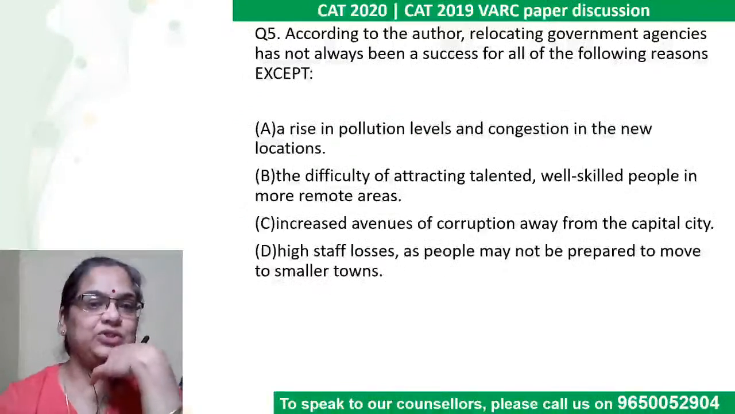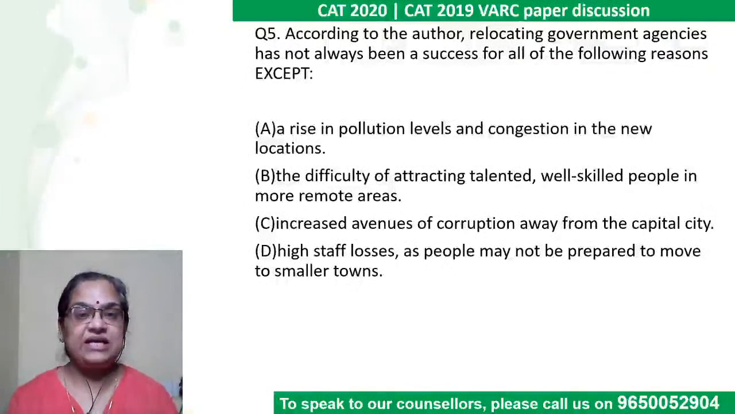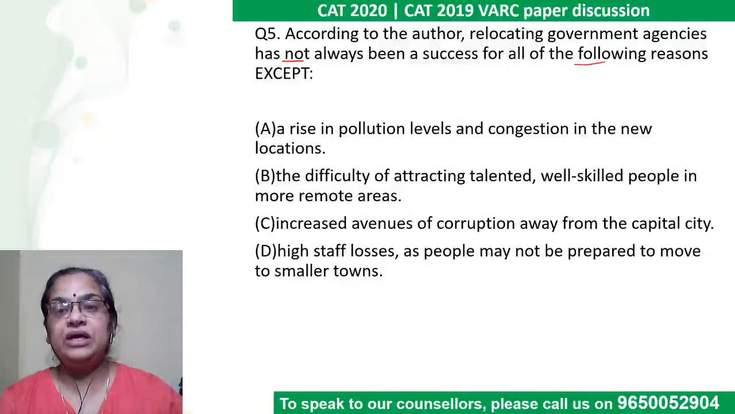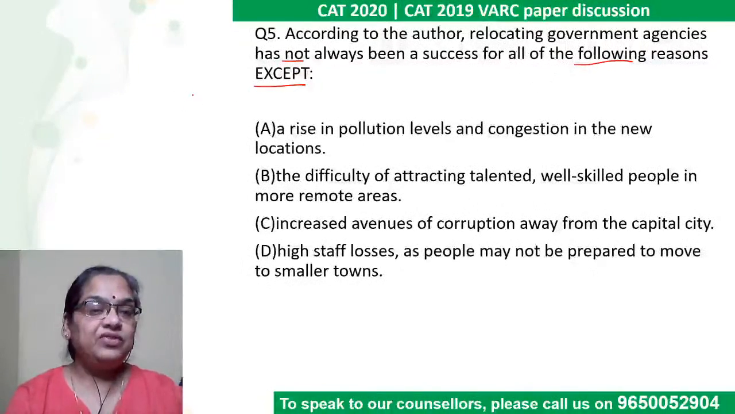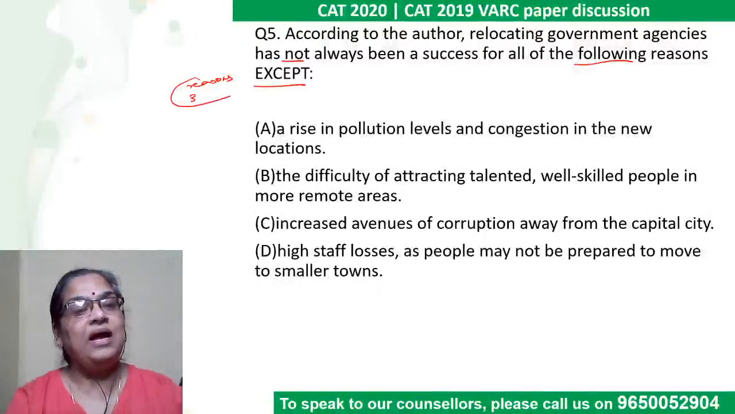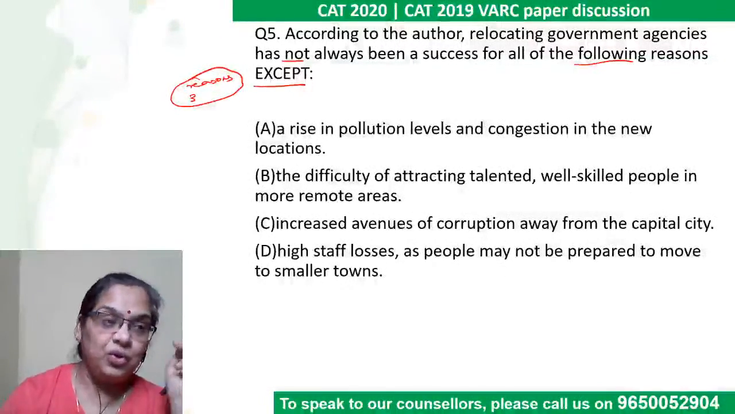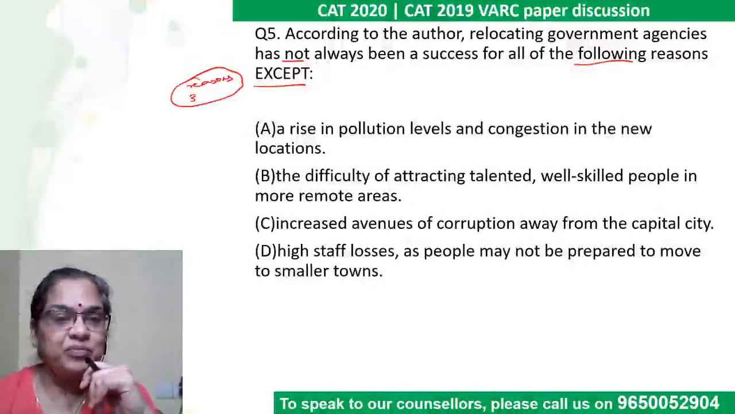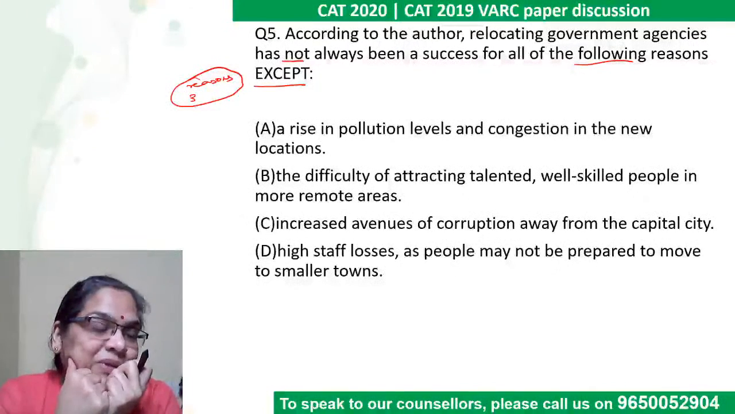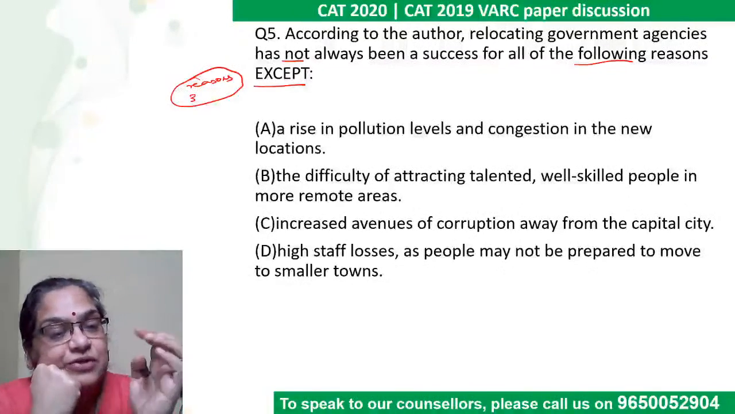All right. Next question. According to the author, relocating government agencies has not always been a success for all of the following reasons except. That means 3 options will give you reasons given by the author, and 1 option will not give a reason given by the author. So you don't have to go back to the passage for this, because it's very, very clear. All right, somebody has already got the answer. I will not tell you. Others, let them come in the answer. I'll tell you. Yeah.